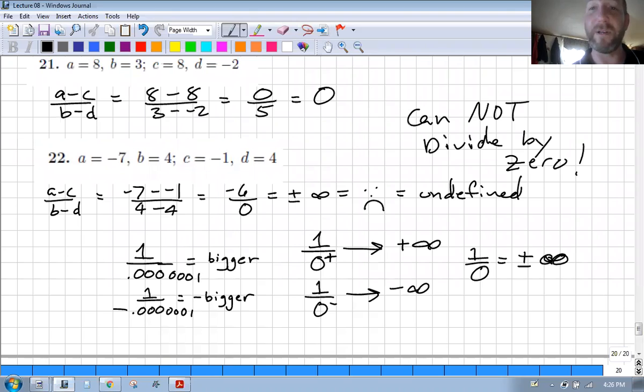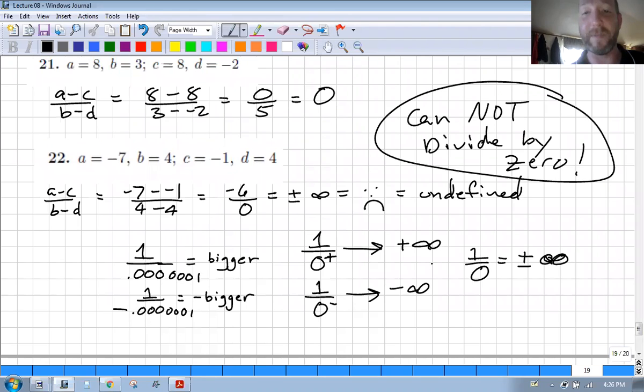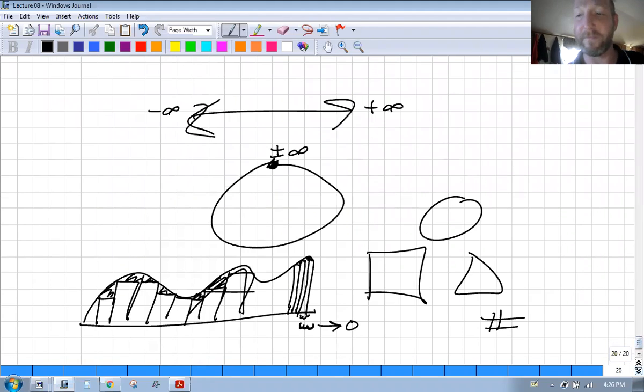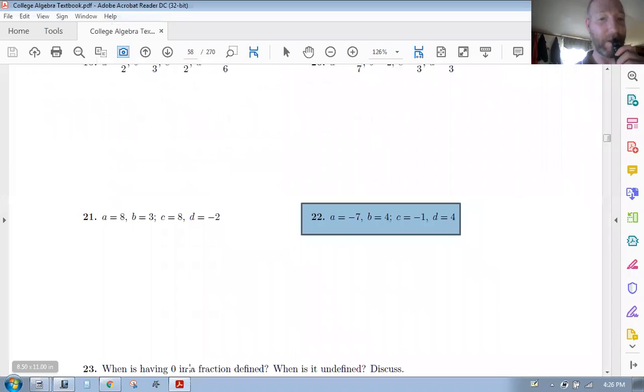Just remember, you cannot divide by 0, because if you do, you're getting both positive and negative infinity at the same time. Big letters don't divide.